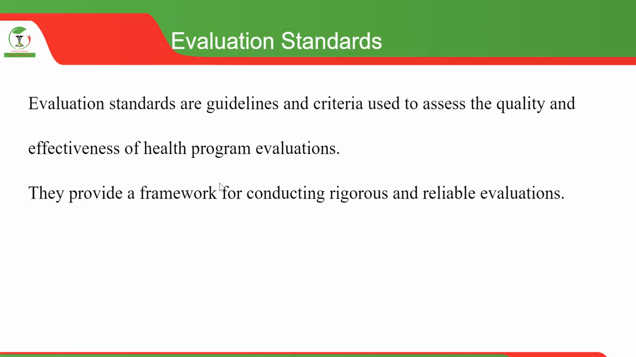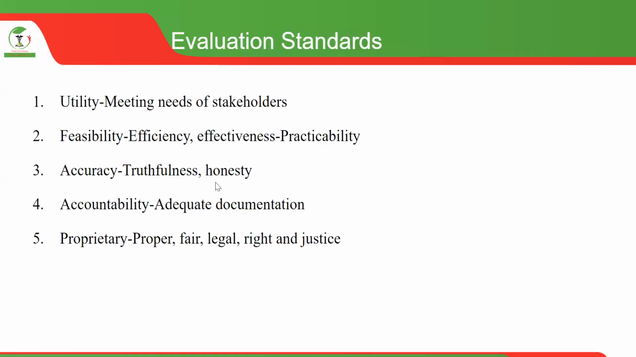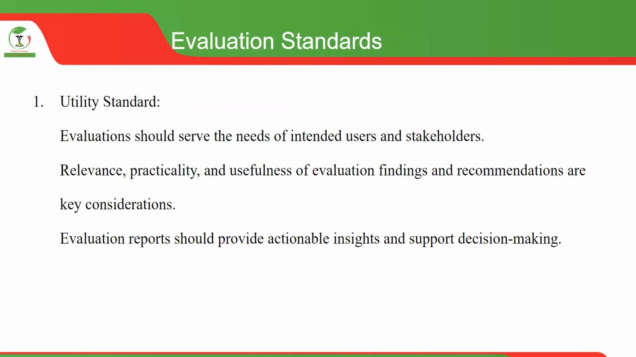M&E is governed by standards that are agreed upon to assess the effectiveness of health or nutrition programs. So we are going to look at these standards and what they really mean, okay? What we have understood is that these evaluation standards help us in conducting quality and effective evaluations. These are standards that everyone has to follow. So here we have 5 standards: utility, feasibility, accuracy, accountability, and then proprietary. We are going to look at each of these and what they really mean.